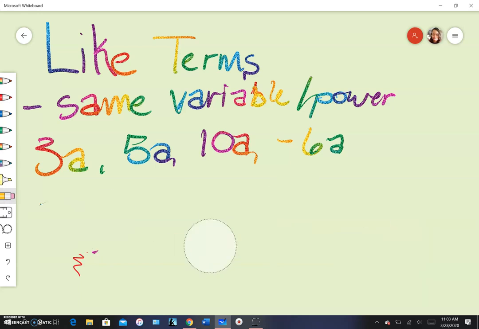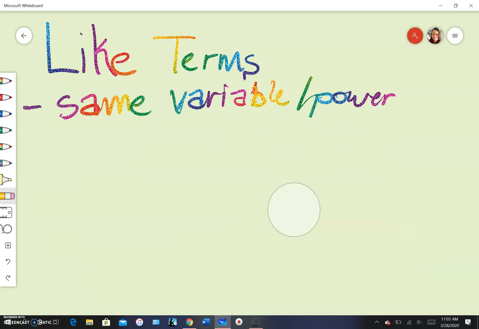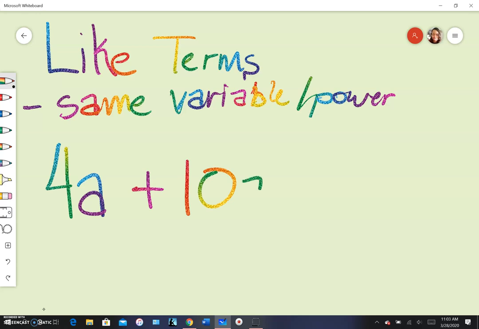Now when we are working with like terms, I'm going to show you what that looks like. So if I have 4a and I am adding it to 10a, first thing you need to do is make sure we have the same variable with the same power. So I would have both a's. Neither of them have a power written. When there is not a power written, I want you to assume it is to the power of 1. So, same letter, same power. We can in fact combine these terms.